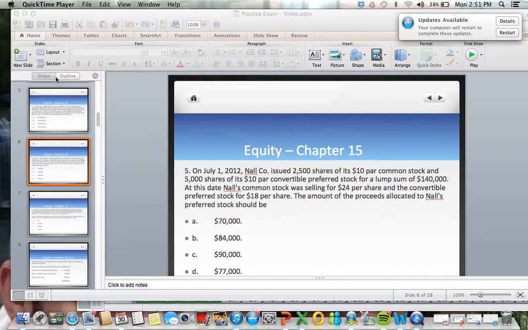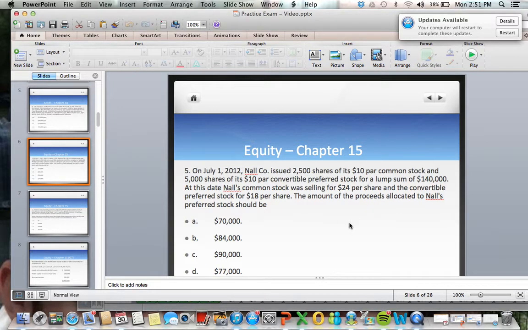Now we're going to continue with chapter 15 for equities. And the first question here has to do with allocation of common and preferred stock based on an issuance. So we have on July 1, 2012, Knoll Company issued 2,500 shares of its $10 par common stock and 5,000 shares of its $10 par convertible preferred stock for a lump sum of $140,000.